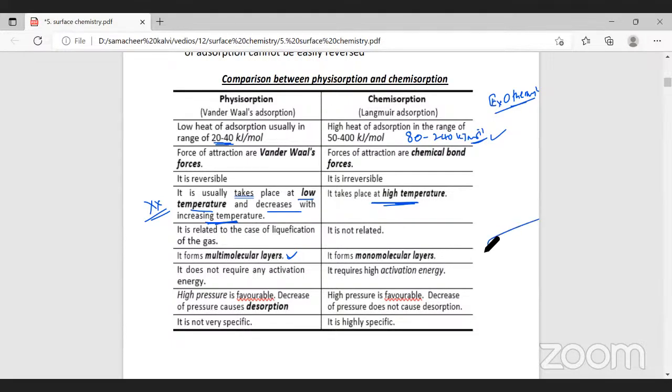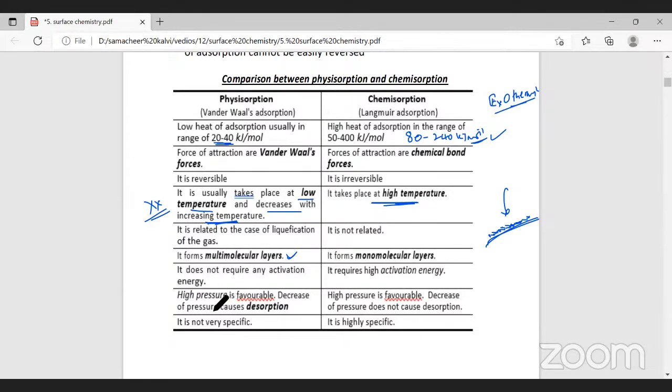The surface of the mask is occupied once by the poisonous gases through a chemical bond. Further, there is no possibility for the poisonous gas to get adsorbed because surface area is not provided. So therefore, chemisorption is a monolayer. Now, physical adsorption does not require any activation energy. Chemical adsorption requires high activation energy.